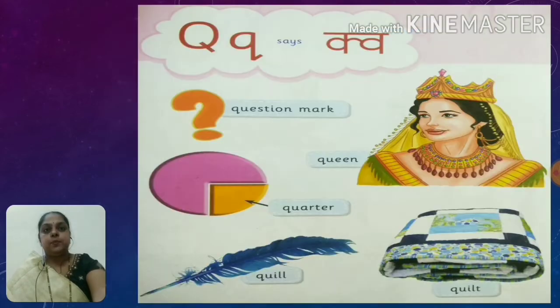Let's revise it. Q says Q. Q for queen. Q for question mark. Q for quarter. Q for quill. Q for quilt. Now you all have understood alphabet Q.